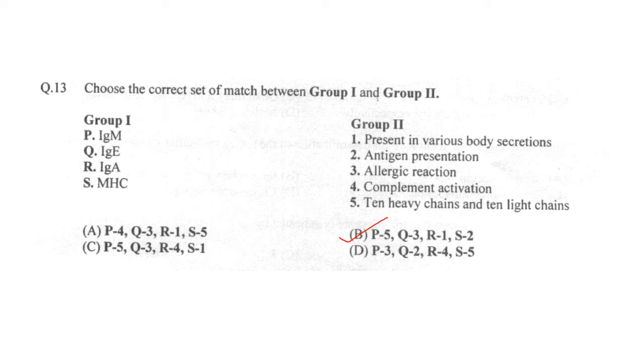Now we will see for the S also. MHC complex is for antigen presentation. It presents to Th and Tc cells. So MHC is S is 2. So option B is correct, whereas in C it is S is 1 and R is 4. But in case of option B it is S is 2 and R is 1. That is more correct. So for 13 the answer is option B.